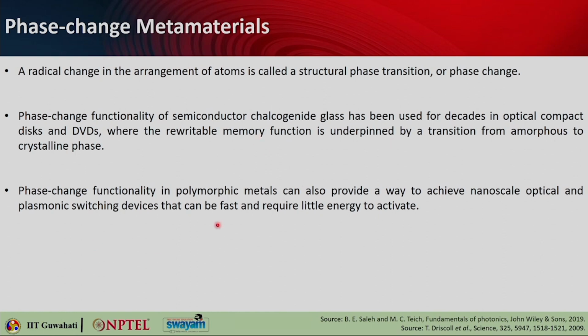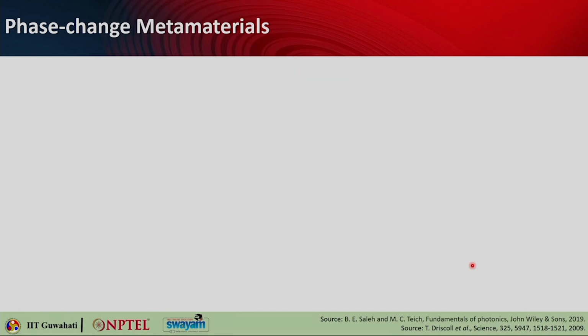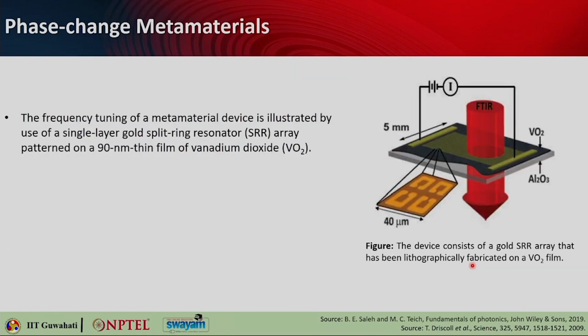So, when we discuss phase change functionality in polymorphic materials, that can give a way to achieve nanoscale optical and plasmonic switching devices that can be fast, and they will require very little energy to activate. And this is what we are looking for. We are actually looking for fast and quick tuning options. So, depending on the regime of stimulation and confinement of the active medium, phase change can be either reversible or irreversible. So, let us look into one such particular device.